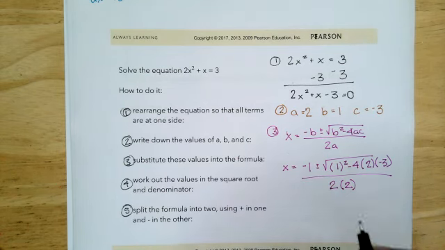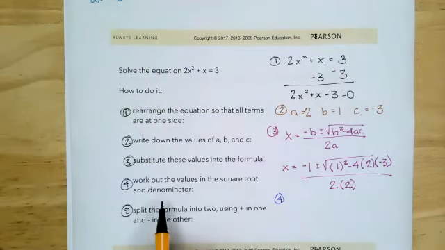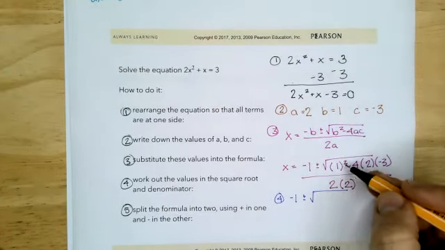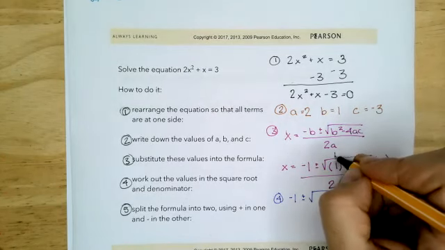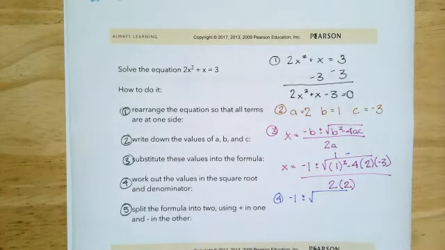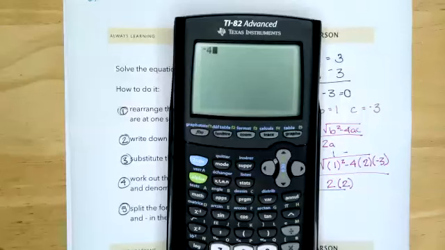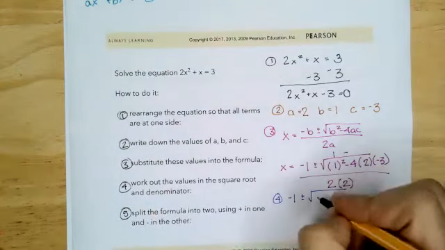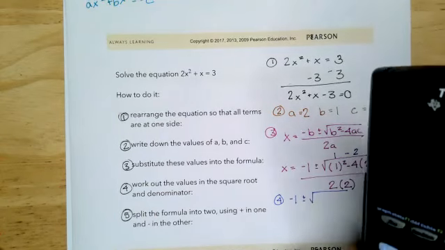All right, step 4. It just says work out the values under the square root and in the denominator. So -1 plus or minus. What's this going to be? 1 squared is just 1. 1 minus 4 times 2 times -3. Don't be shy about using your calculator. You want to finish this class. You don't want to make a mistake that costs you your credit. So we have 1 minus 20.